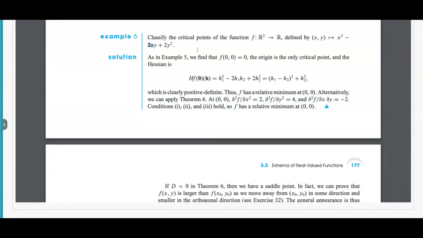So that means 4y equals 2x, that means 2y equals x. Well, x equals y and 2y equals x. That means x and y can only be 0. So (0, 0), the origin, is the only critical point.